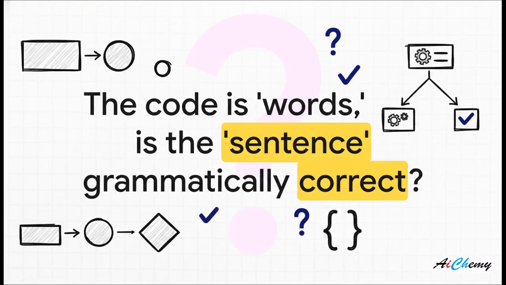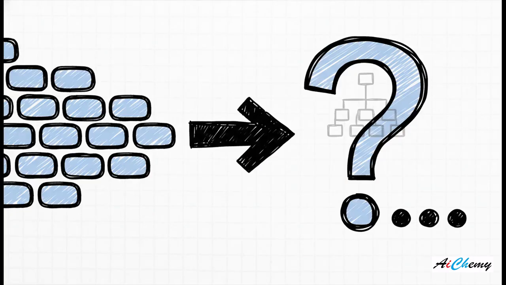And of course, that leads to the next big question. Okay, now that we have all these perfectly categorized words, these tokens, how does the computer figure out if they're arranged in a valid sentence that actually follows the rules of the programming language? Well, that is the job of the parser. But that's a story for another explainer.